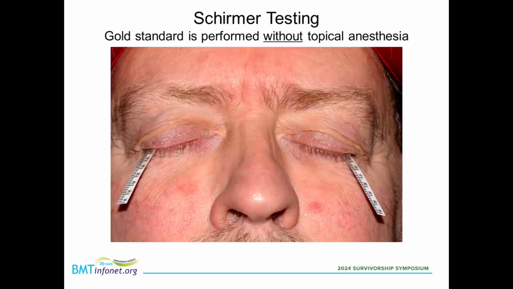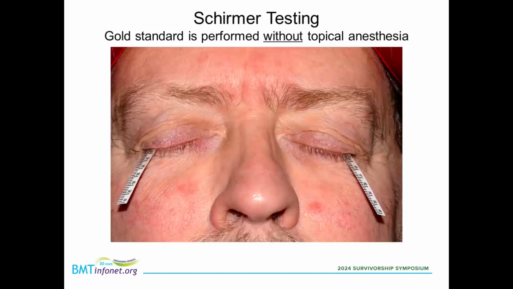So how do we, since we can't see active inflammation in the lacrimal gland, how do we take care of that? How do we understand that it's occurring? Well, one of the ways that we do this is look to see if the patient can make tears. And the gold standard for measuring tear production is the Schirmer test.